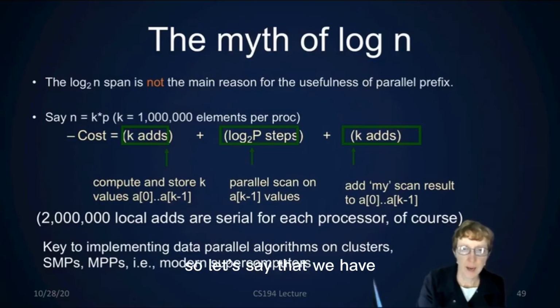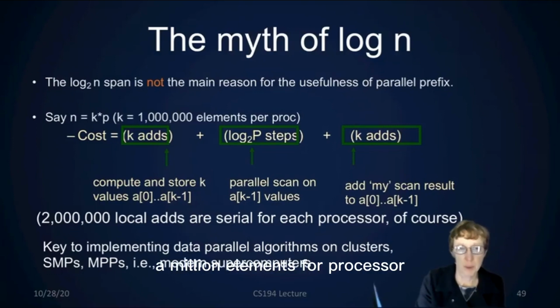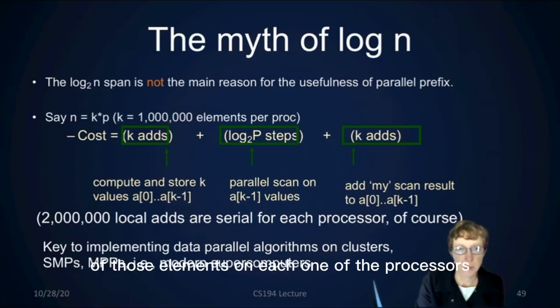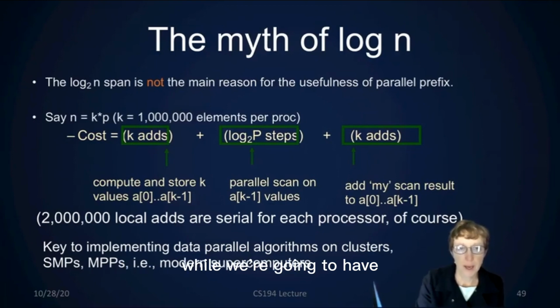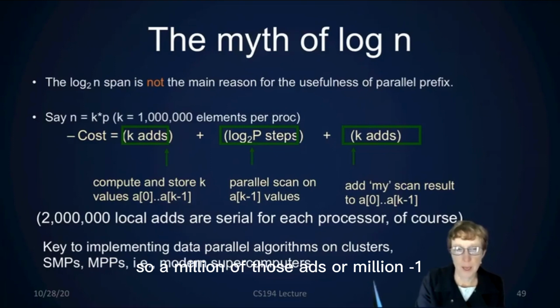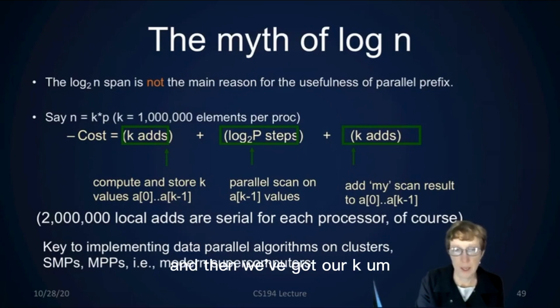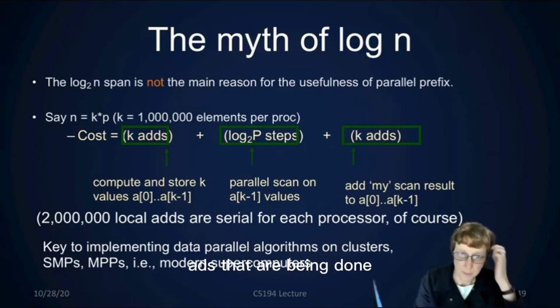So let's say that we have 1,000,000 elements per processor, and we're trying to do a sum of those elements on each one of the processors. Well, we're going to have the K adds that are being done locally. So 1,000,000 of those adds, or 1,000,000 minus 1, I think technically. And then we have our log P steps, and then we've got our K adds that are being done.